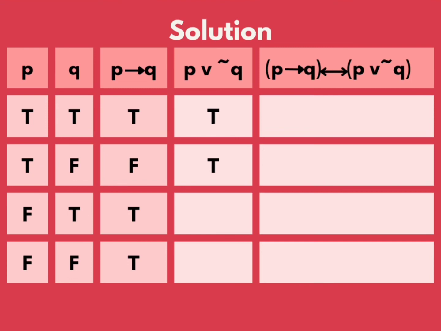For P disjunction negation Q, remember that a disjunction is only false when both statements are false. And so you are going to have true, true, false, true. Then you take the biconditional of those two statements, knowing that a biconditional statement is only true when both statements are true or when both are false. So true-true will give you true, false-true will give you false, true-false will give you false, and true-true will give you true.